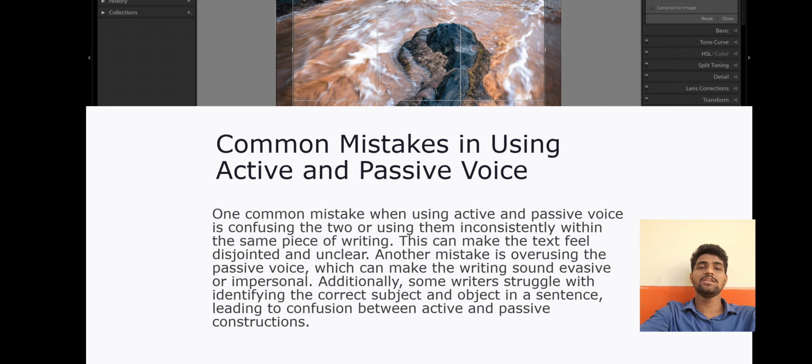Common mistakes in using active and passive voice. One common mistake when using active and passive voice is confusing the two or using them inconsistently within the same piece of writing. This can make the text feel disjointed and unclear. Another mistake is overusing the passive voice, which can make the writing sound evasive or impersonal. Additionally, some writers struggle with identifying the correct subject and object in a sentence, leading to confusion between active and passive constructions.